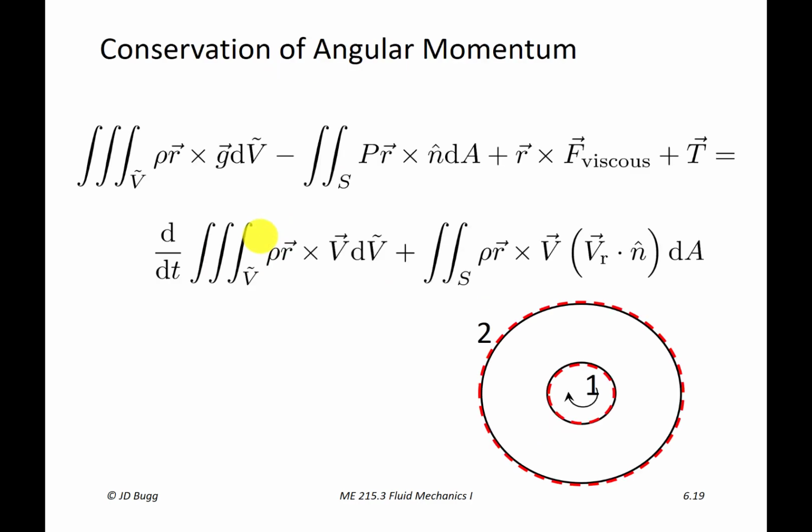So we want to apply conservation of angular momentum to the control volume. So we have our conservation of angular momentum equation here, and we want to apply it to this control volume that we just defined. So we're going to go through these terms one by one and see what stays and what goes. First, we need to establish a coordinate system.